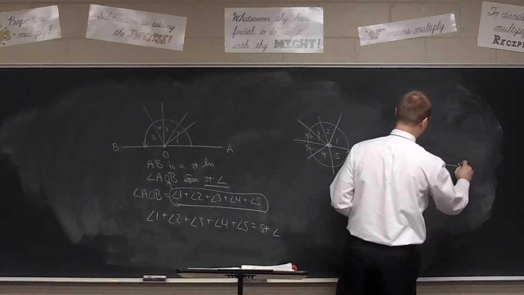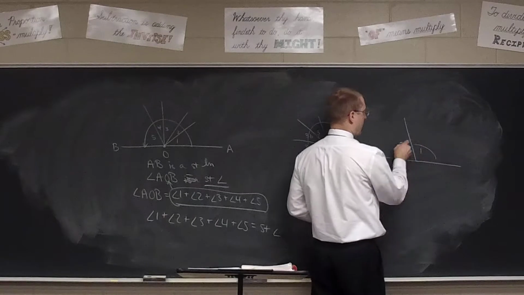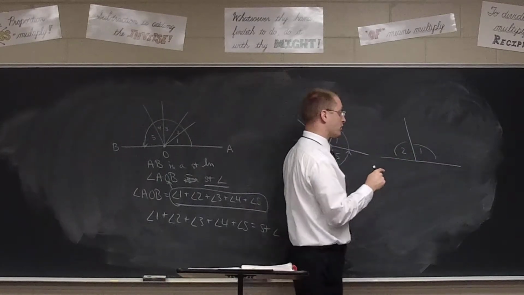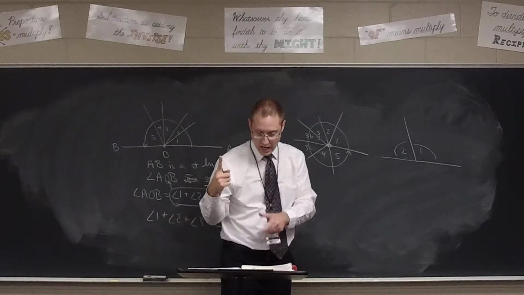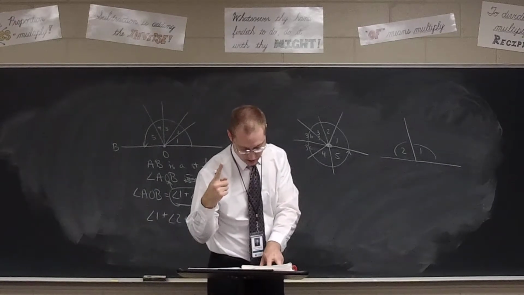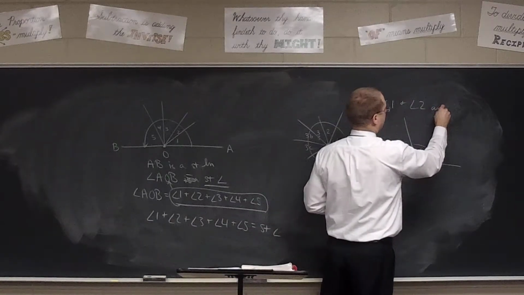So here's angle 1. Here's angle 2. And we're told that angle 1 and angle 2 are adjacent, first of all. To meet the qualifications here, they would have to be adjacent, and their exterior sides must form a straight angle. So we know that angle 1 and angle 2 are adjacent.